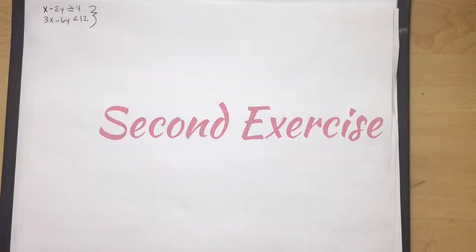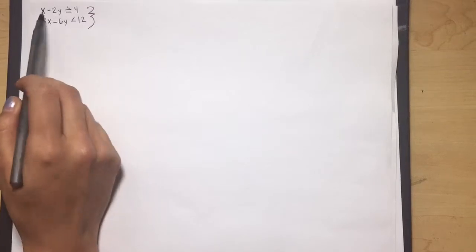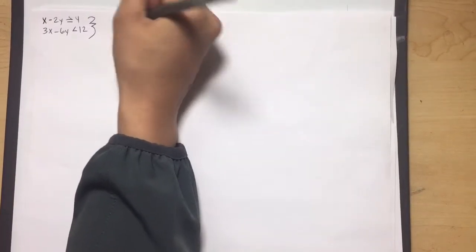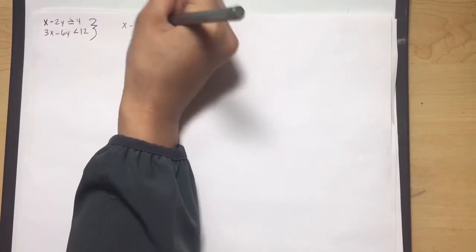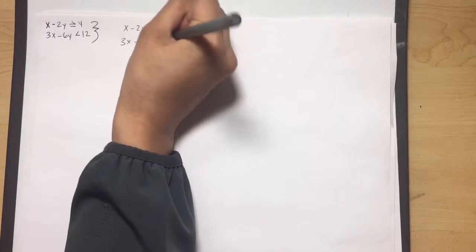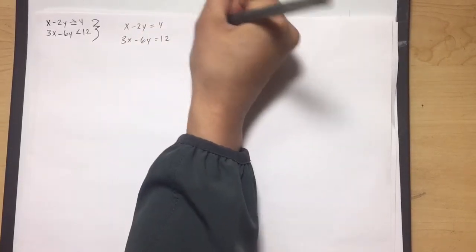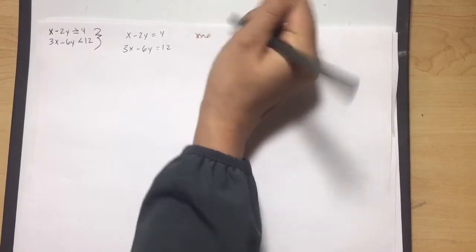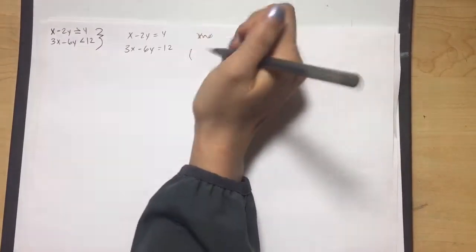So the next exercise will be this problem right here. Like I said, you always have to make it equal to each other. So x minus 2y equals 4. From there, make x equal to 0. By doing so, you get your points.